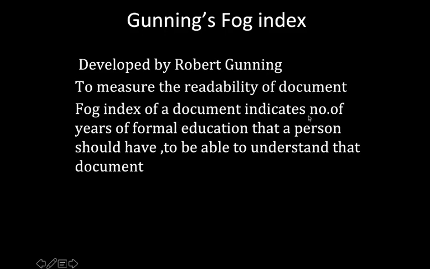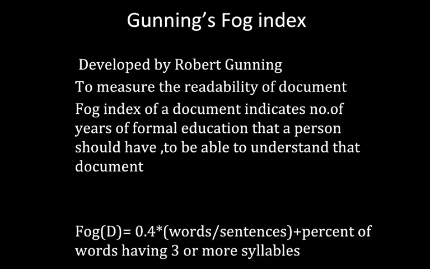So the fog index of a document indicates the number of years of formal education that a person should have to be able to understand the document. So it is actually a value. We have a formula, and if by substituting some values inside the formula we get a value like 10, that means 10 years of formal education is needed. That is, you should study at least up to 10th standard. Then only you will be able to understand the document. So if you get the Gunning Fog Index as 15, that means you should have at least 15 years of education. Then only you can read that document. So we'll see what is Gunning's Fog Index.